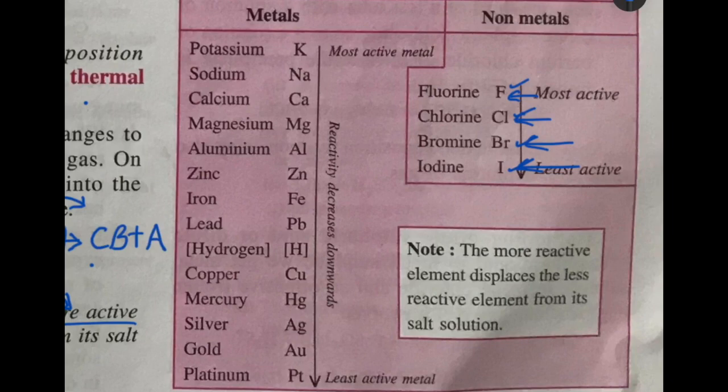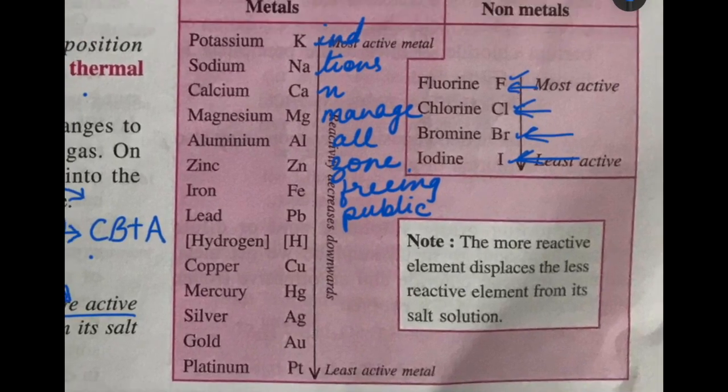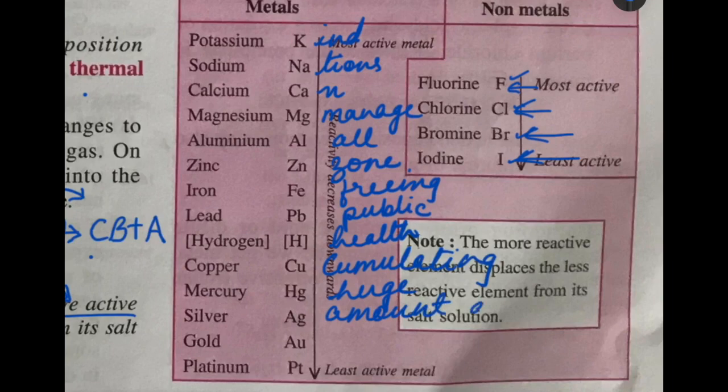And children, let me teach you a way by which you can keep this in mind. That is the activity series. Kind nations can manage all zones, freeing public health, accumulating huge amount of gold, that is Au, and platinum. So this is how you can keep the activity series in mind.